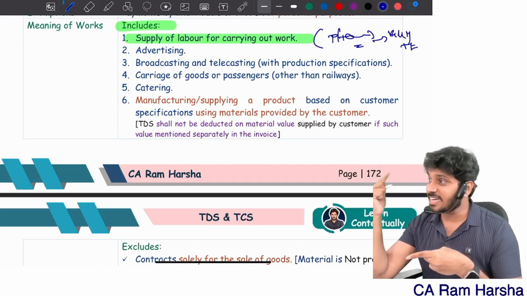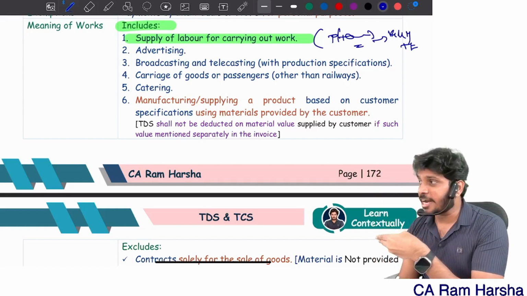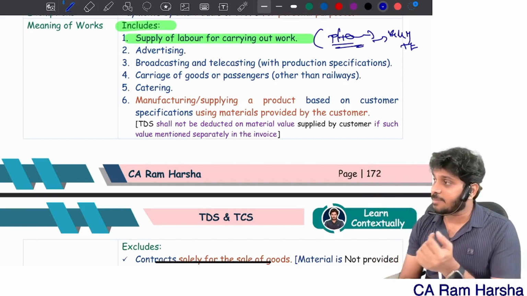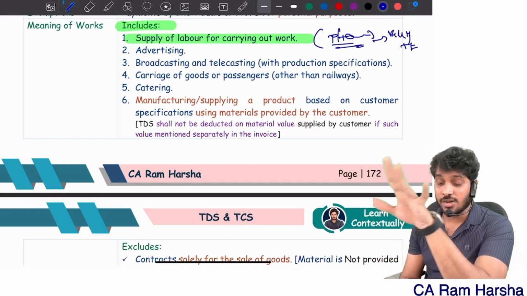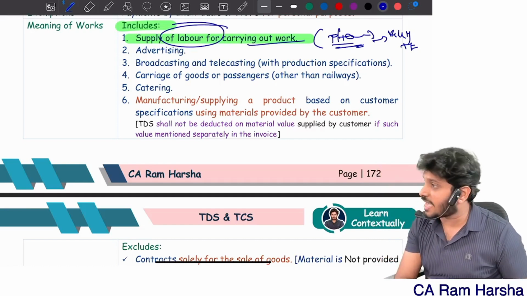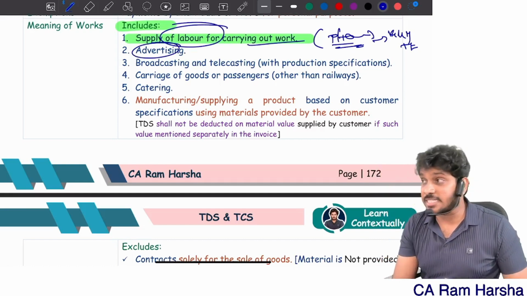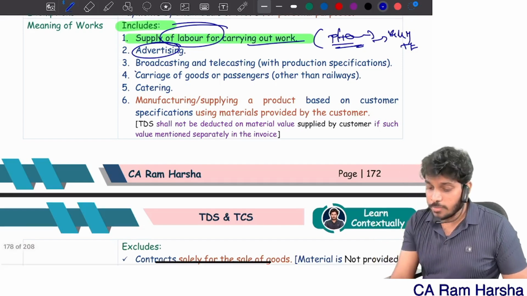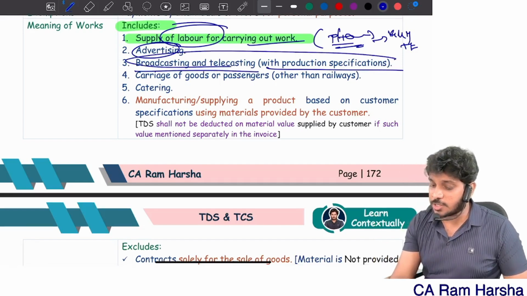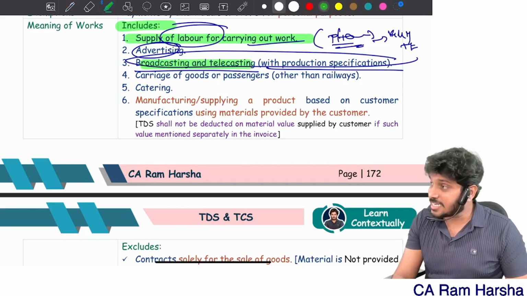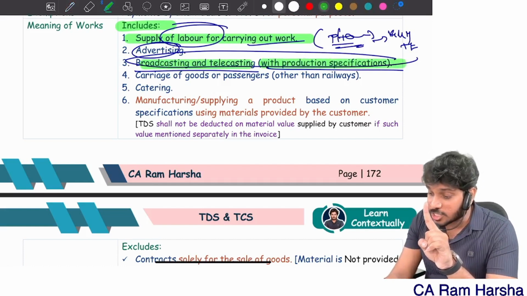Getting it? For technical service fee, 2% TDS under 194J. Here you are paying the amount for carrying out work. Carrying out work means what? Supplying labor for work purpose. Advertising comes under carrying out work. Broadcasting and telecasting with production specification. Remember, broadcasting and telecasting alone is not covered. With production, it is covered.